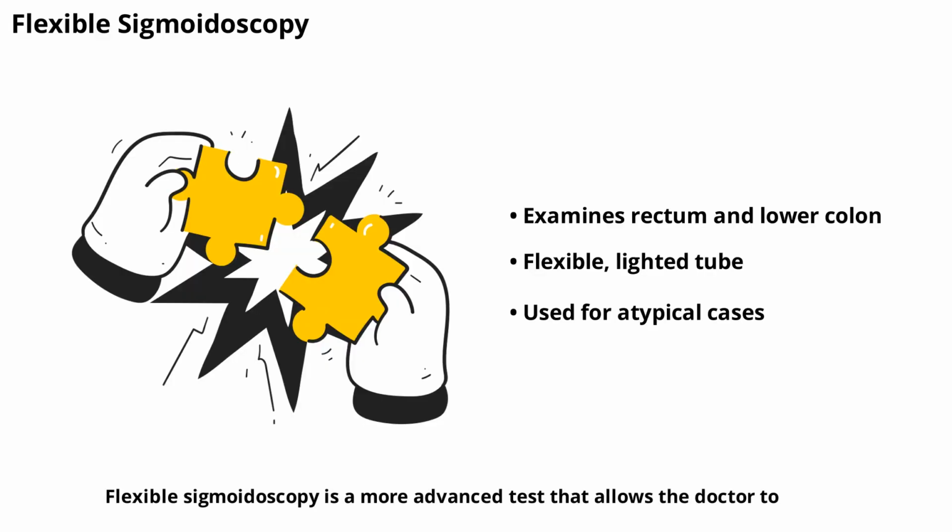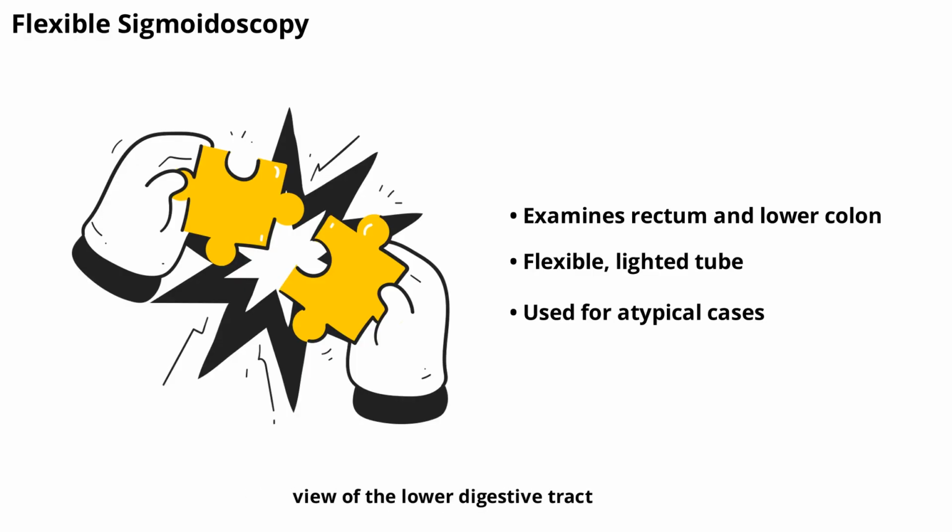Flexible sigmoidoscopy is a more advanced test that allows the doctor to examine the rectum and the lower part of the colon using a flexible, lighted tube. This test is not routinely used for simple anal fissures, but may be indicated if there are atypical symptoms, persistent bleeding, or suspicion of other diseases. Flexible sigmoidoscopy provides a broader view of the lower digestive tract, helping to identify or rule out additional problems.